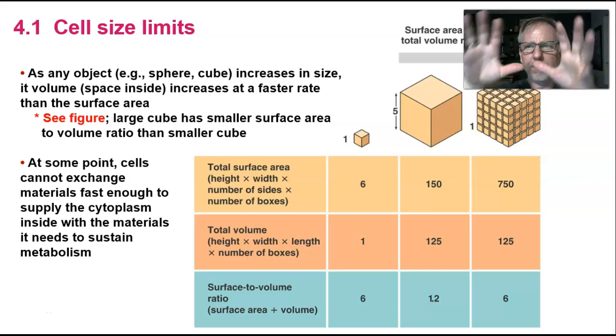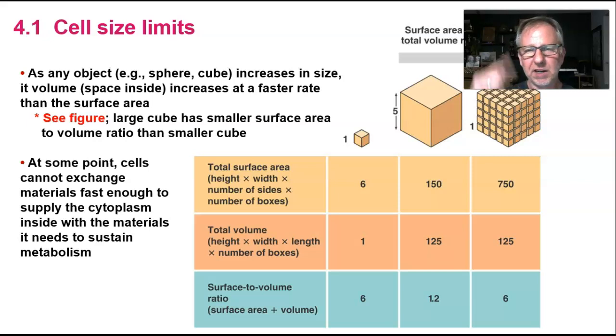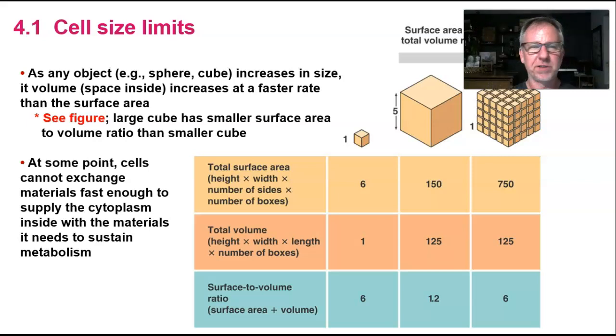Now, the amount of covering on the outside of an object is called the surface area. Surface area. So with those two things in mind, the space inside is the volume, and the covering on the outside makes up the surface area. Let's now give a reason why cells are so small.